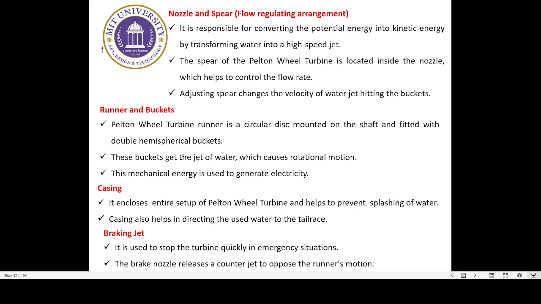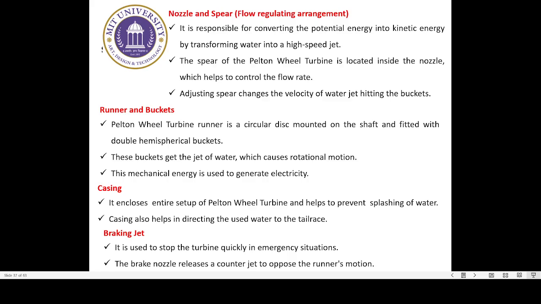The spear that is provided there is a conical needle, which is operated either manually, that is by a hand wheel rotating it in the appropriate direction, or, in large scale units, automatically. Okay, it moves in the axial direction, depending upon the size of the unit.